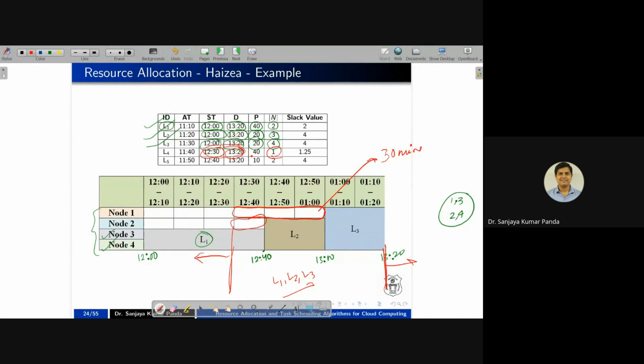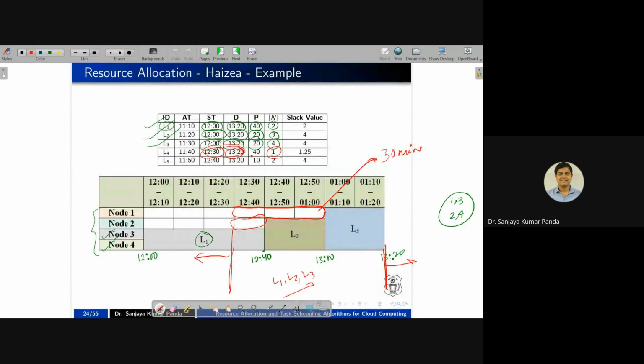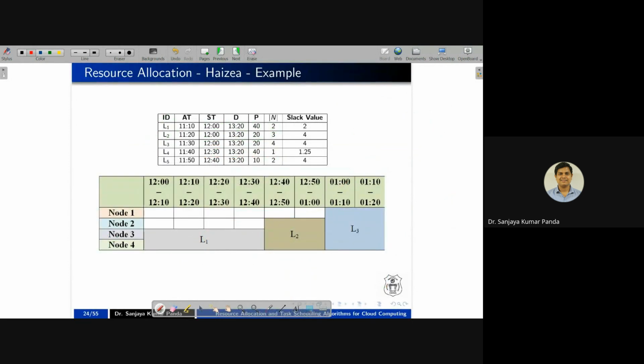So L1, L2, L3 are coming. How to perform rescheduling? In order to perform rescheduling, you have to sort the leases based on the slack value. So what is a slack value? For example, slack value is calculated as deadline minus start time divided by period.